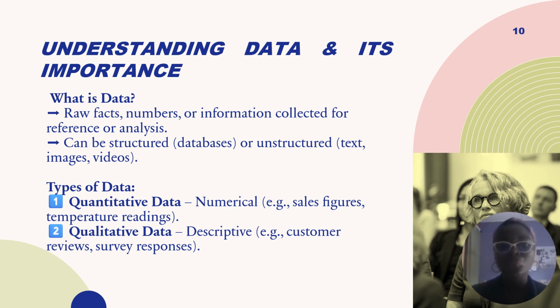Understanding data is important. I said data is raw facts. They are numbers or information collected for reference and analysis. Data can be structured into a database, and it can be unstructured, like text, images, JSON files, and so many more. And we have two types of data: quantitative and qualitative. Quantitative comes from the word quantity, what can be quantified, and qualitative is what is descriptive, like customer reviews, survey responses, and so many more.